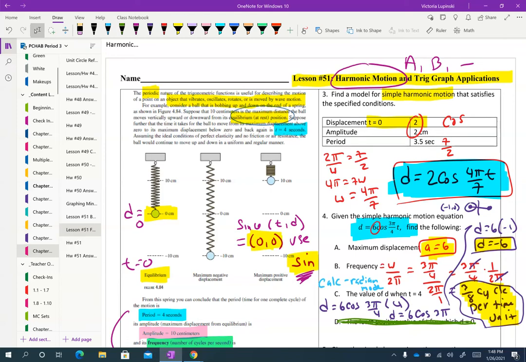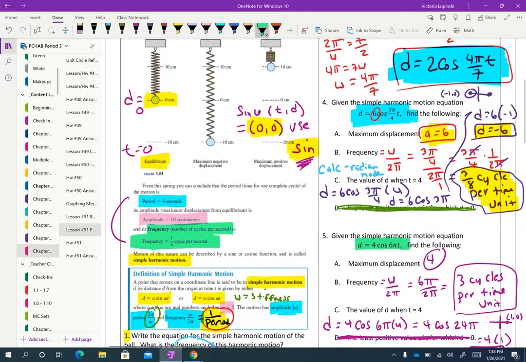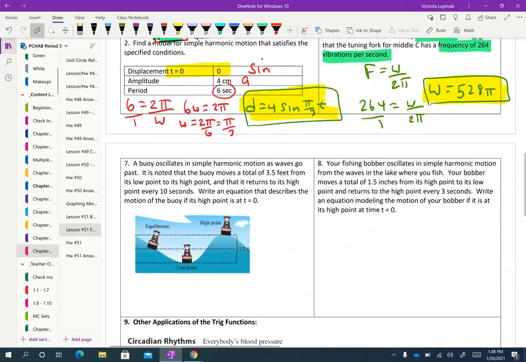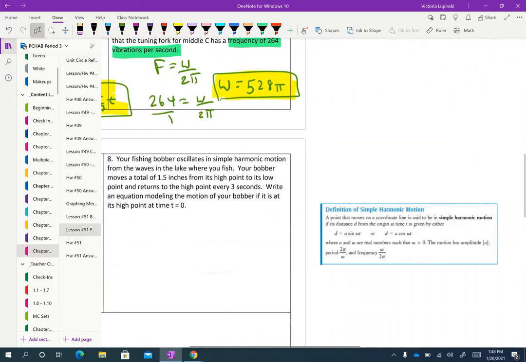All right, welcome everybody. Today we're going to continue with lesson number 51 about harmonic motion and trig graph applications, and we're going to pick up right where we left off in part A. As a reminder, when we're talking about simple harmonic motion, you're only going to be considering changes to A, B, and then potentially any negative. So we went ahead and did the first page together. If you need to go back and review those simple direct applications of harmonic motion, feel free to do so. We're actually going to go ahead and do some of the more challenging ones on the back.